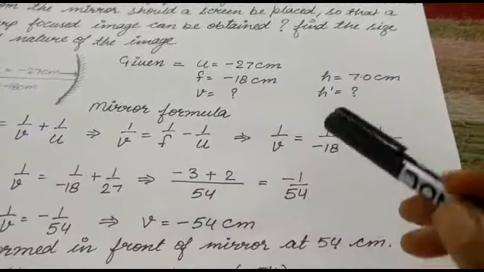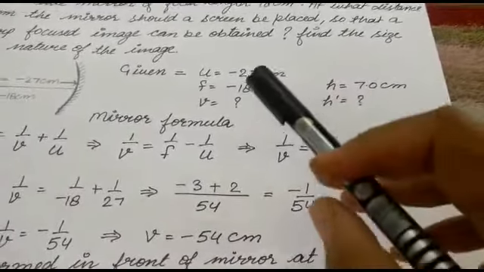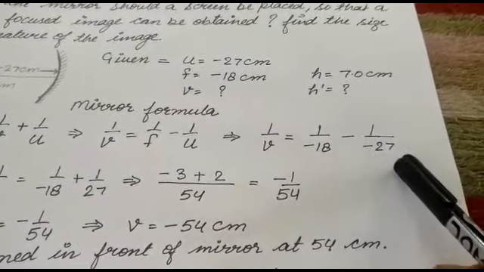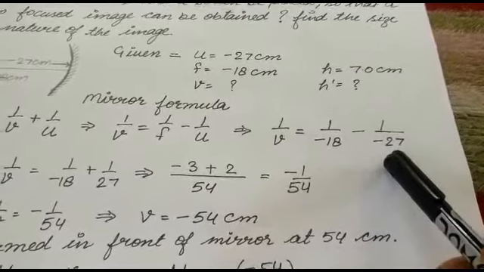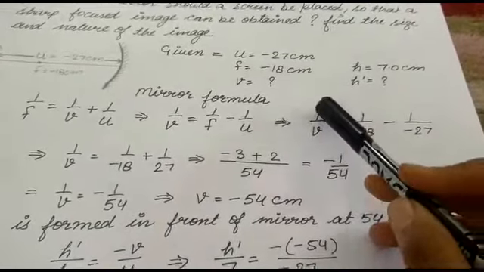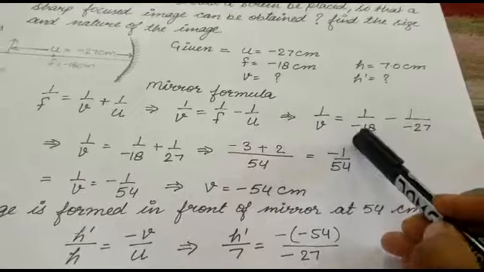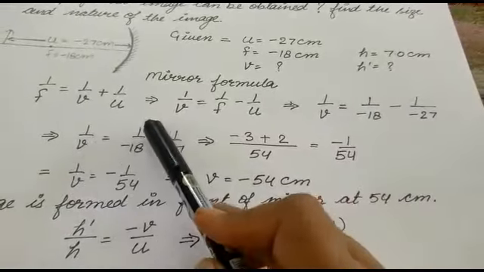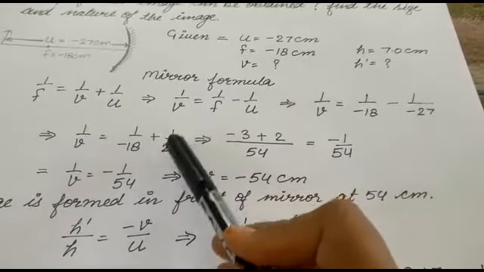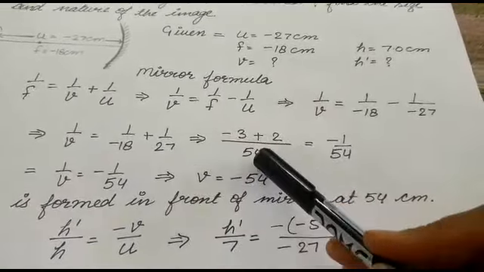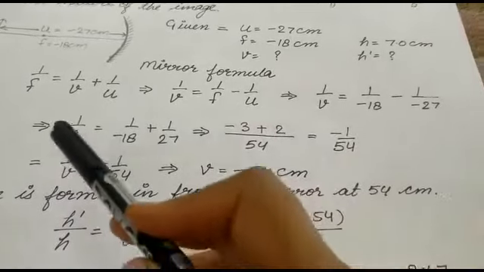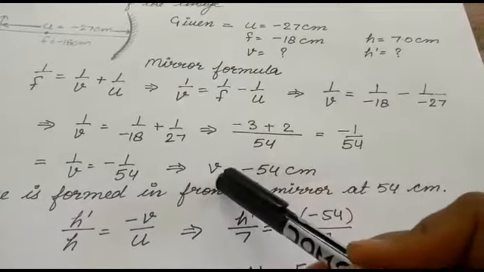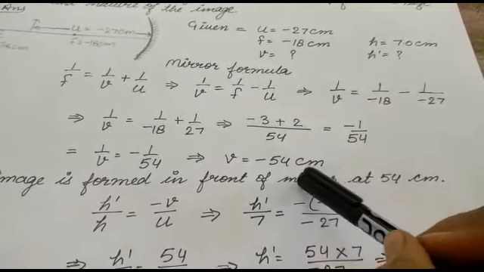I have put the values here, 1 upon minus 18, because the focal length is minus 18 here, minus 1 upon minus 27, because this is the distance of the object. When we solve it, what will we get? 1 upon v equals 1 upon minus 18, and minus into minus is plus. So 1 upon v equals 1 upon minus 18 plus 1 upon 27. The LCM is 54, and when you solve it, you will get 1 upon v equals minus 1 upon 54, or we can say v equals minus 54.